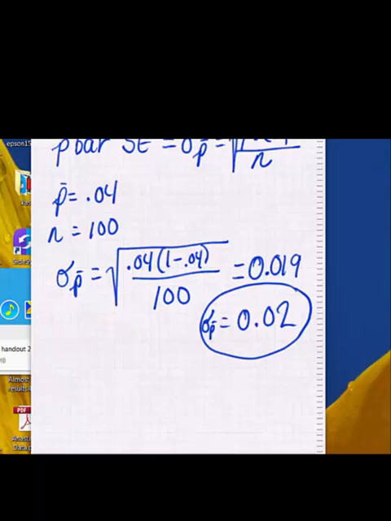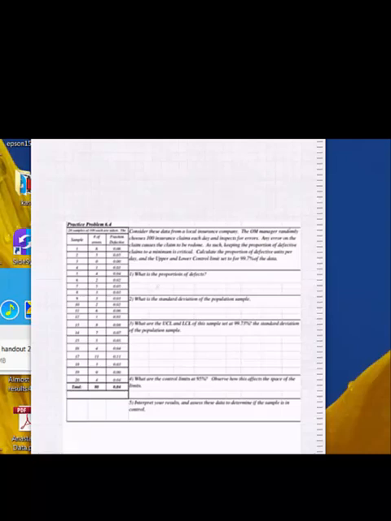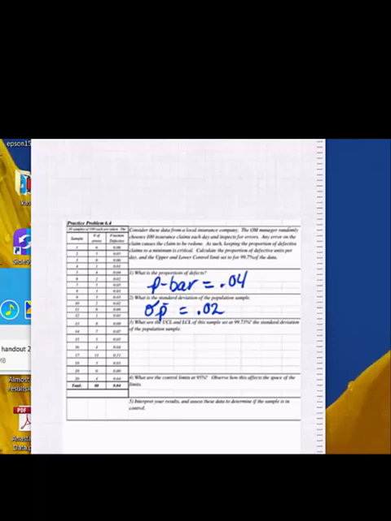So now we'll go back and we'll put it in our handout. So we'll go ahead and put it right in here that the proportion of defects, of course we did that on the previous one, that we call P bar, is 0.04, and then down here what we just calculated, the standard deviation of P bar will equal 0.02. So now, what's the upper and lower control limit at 99.73% given our standard deviation calculation?